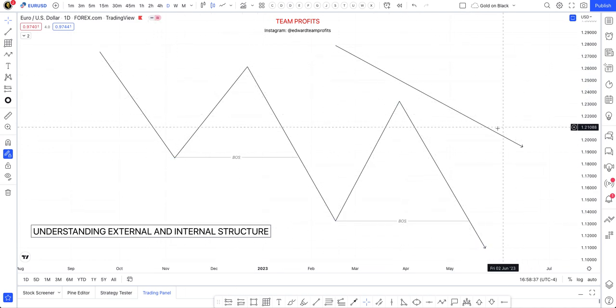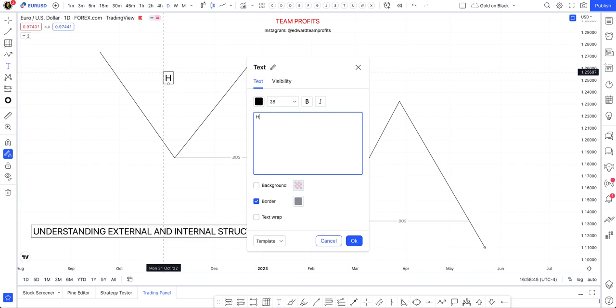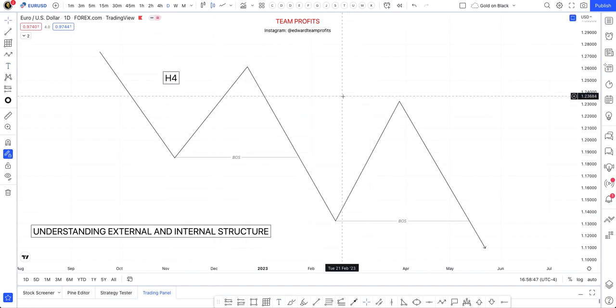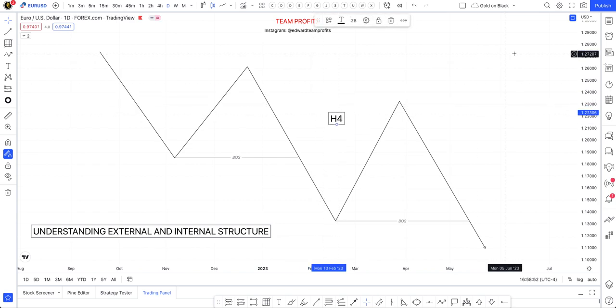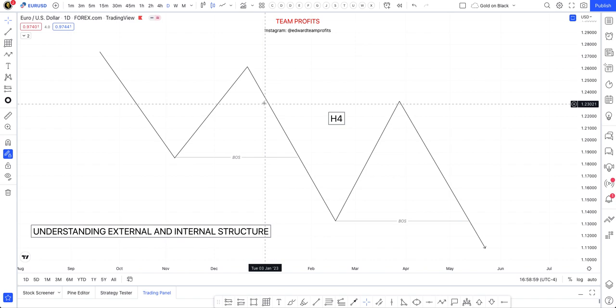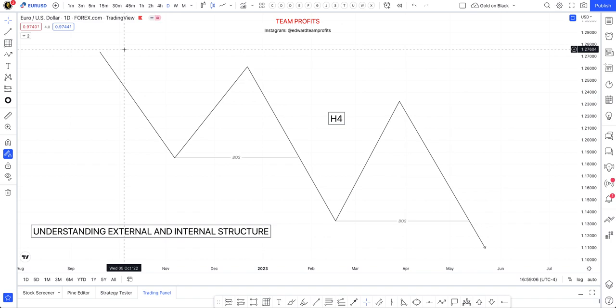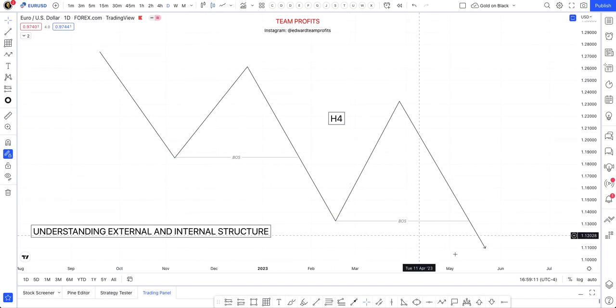The market is bearish. Now, especially where we are right now, let's say this is going to be our H4 time frame. We are on an H4 or even daily time frame right here. This is going to be our external structure. So it means that on a big time frame, our direction, or the actual order flow, is bearish.